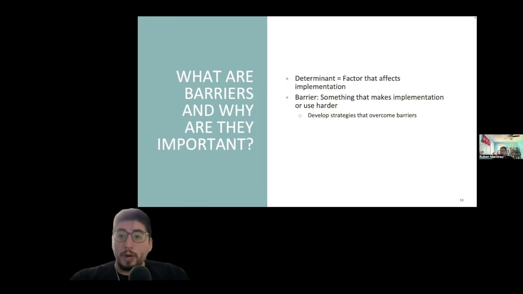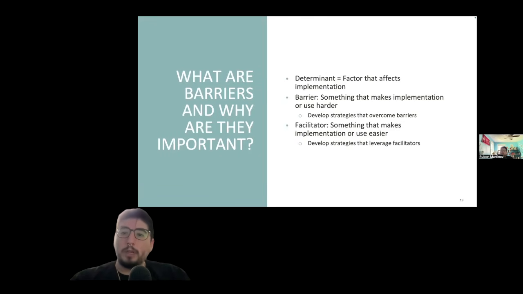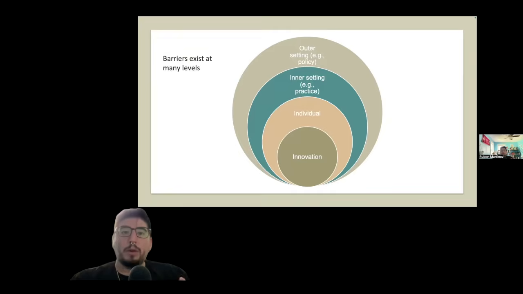Oftentimes, we want to develop strategies that overcome those barriers. A facilitator is something that makes implementation or use easier. We want to develop strategies that leverage facilitators. Something that's really important to think about with determinants is that they occur at multiple levels. And I think this is a really important point that is not usually well captured in QI methods.